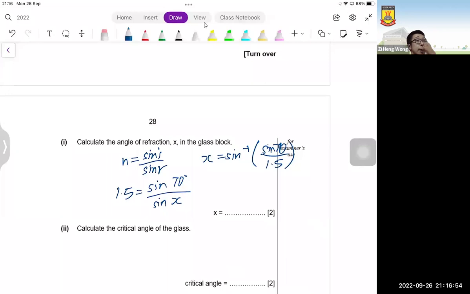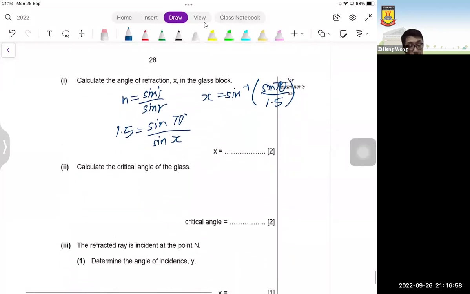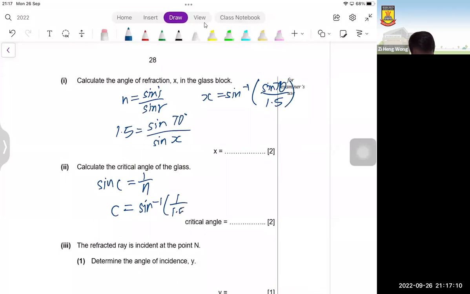So I say critical angle is a property of the glass. So in this case, for the critical angle, I just use sine C equals 1 over n, where n is 1.5. So C equals sine inverse of 1 over 1.5. So you will come up with a critical angle.